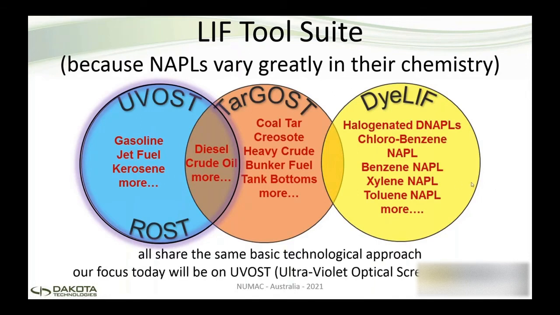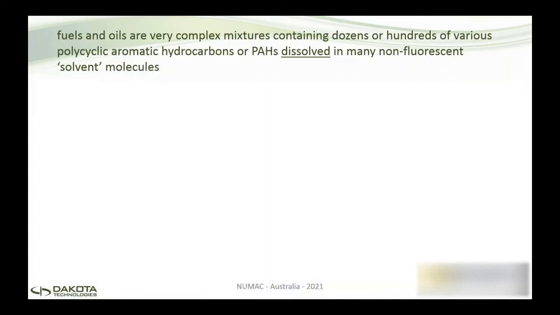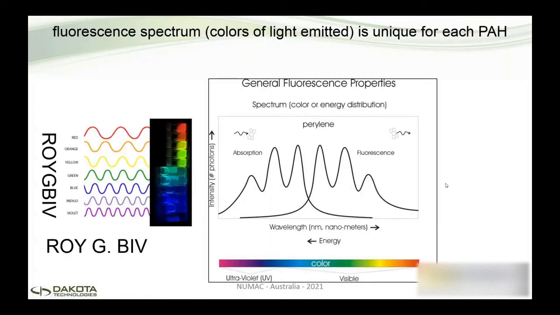Now they all share the same basic approach, but we're going to focus on the ultraviolet optical screening tool. Okay, so fuels and oils are complex mixtures of lots of these PAHs, polycyclic aromatic hydrocarbons, and that's why the different fuels look different from each other. It's almost like different types of soups and stews have different ingredients. Well, different types of fuels have different ratios of small to large PAHs, medium size, things like that. And that's why they all look different, okay?